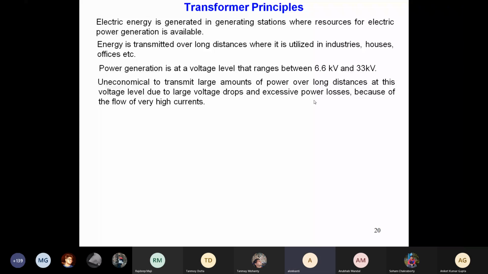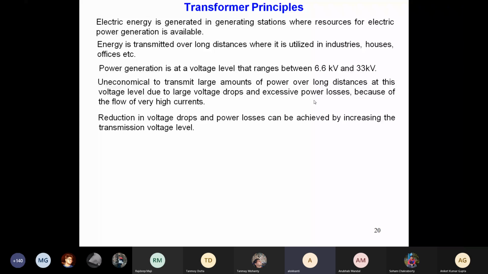So it is uneconomical to transmit large amounts of power at the generation level, that is 6.6 kilovolts, 233 volts. Different generators generate power at different levels, so it is basically uneconomical. The reduction in voltage drops and power losses can be achieved by increasing the transmission voltage.